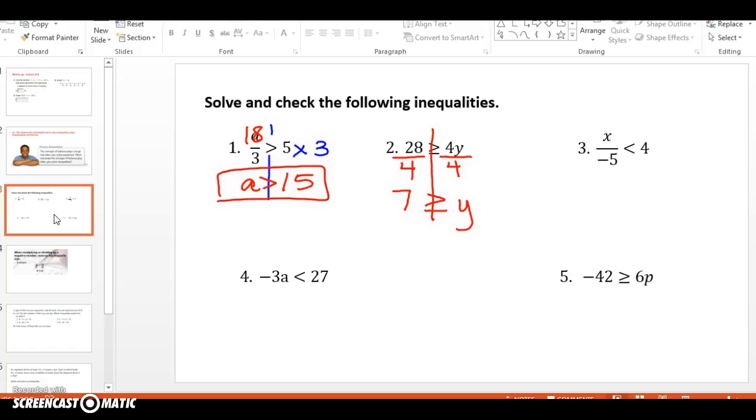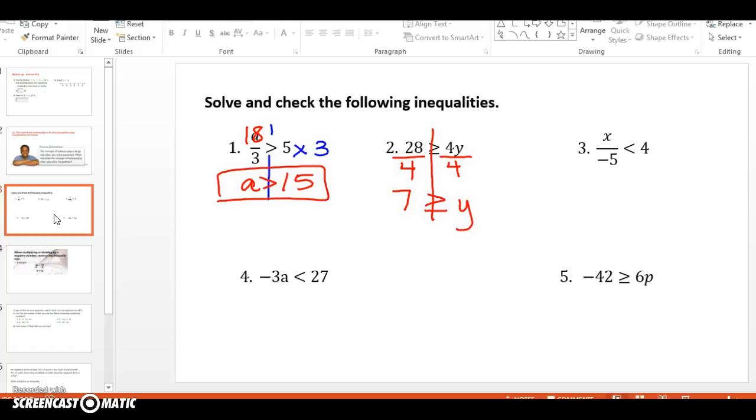Okay? All right. So this is saying that 7 is greater than or equal to y. So what are some numbers that y could be? It could be 7. What else? It's eating the bigger number. Oh, 6. 6, 5, 4.